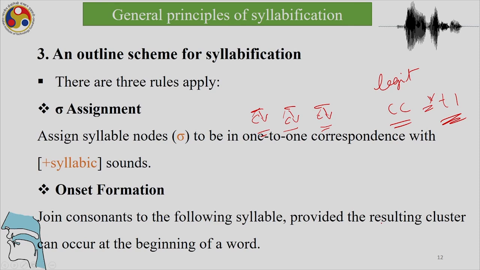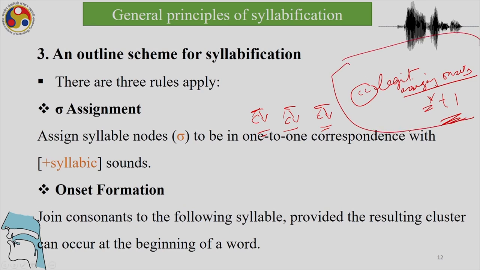So that is one thing to remember when you are assigning onsets. While assigning onsets, whether the CC, the consonant cluster, is a legitimate consonant cluster has to be one of the concerns apart from node assignment. So, and then two onsets, determining the onsets.